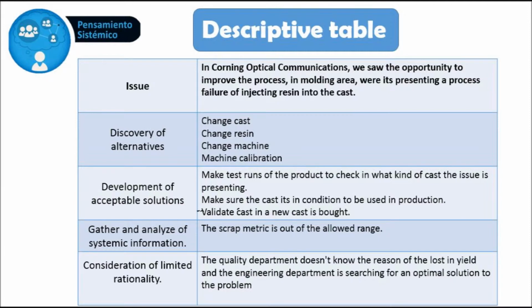Gather and analyze systemic information. The scrap metric is out of the allowed range. Consideration of limited rationality. The quality department doesn't know the reason for the loss in yield, and the engineering department is searching for an optimal solution to the problem.